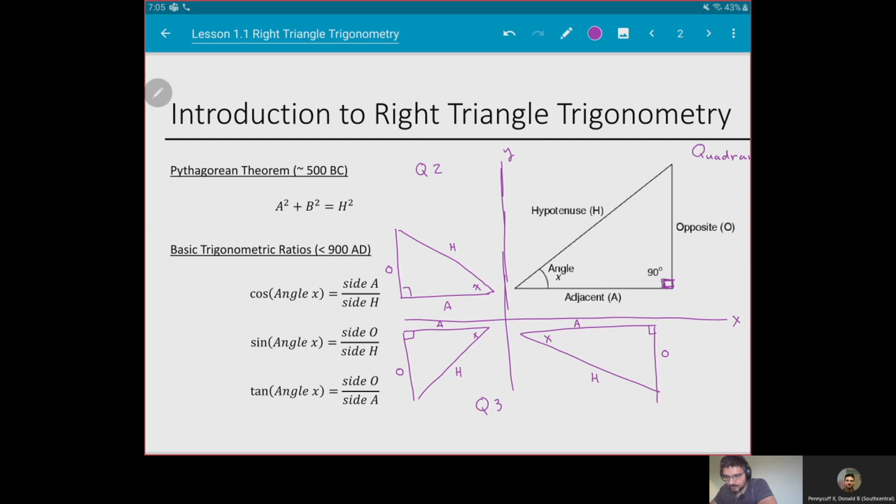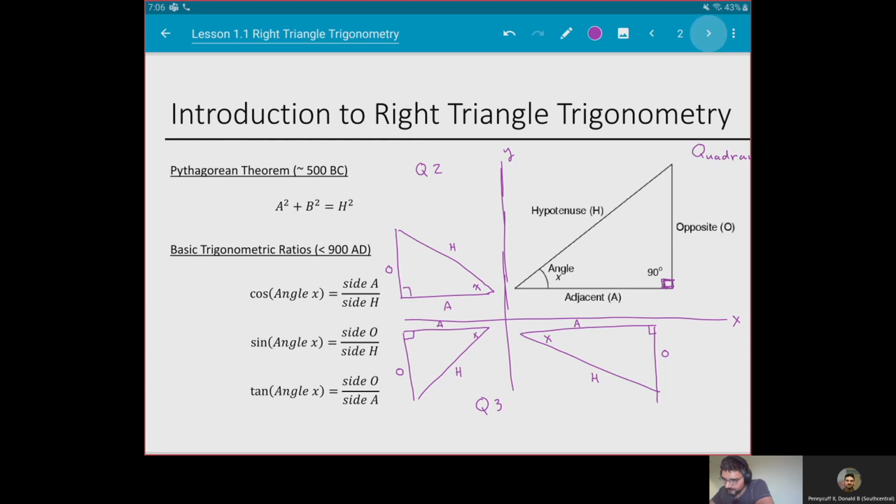So you've got the Pythagorean theorem, which is 500 BC. So that's a 2,500-year-old formula. And then you've got sine, cosine, and tangent, which are around 900 AD. Well, they were known before 900 AD. How far before, we don't really know, but we've got documentation around 900 AD with them on it, referencing other things. So we know they're probably at least 100 or so years before that, but at least by 900 AD, we had the right triangle formulas all ready to go.